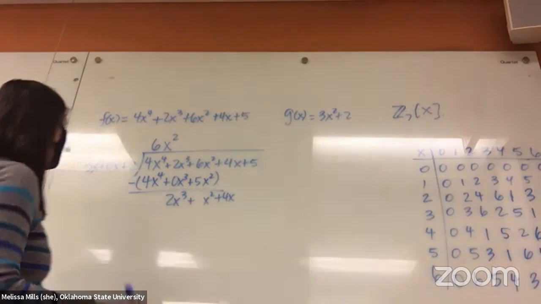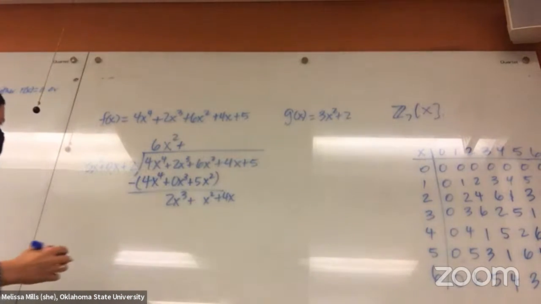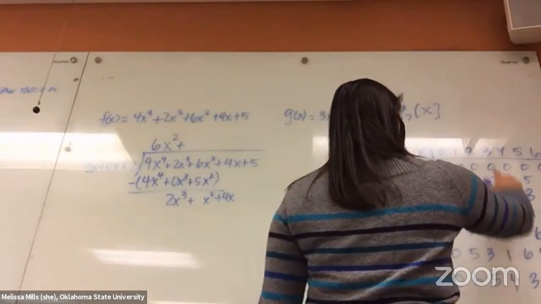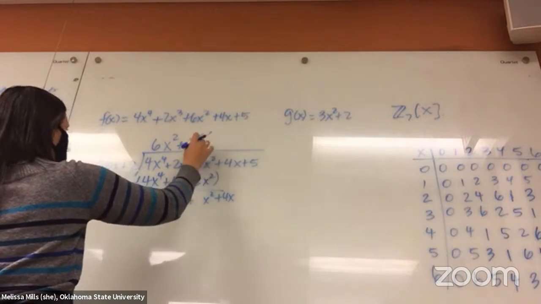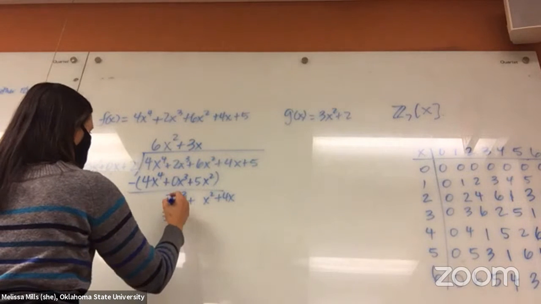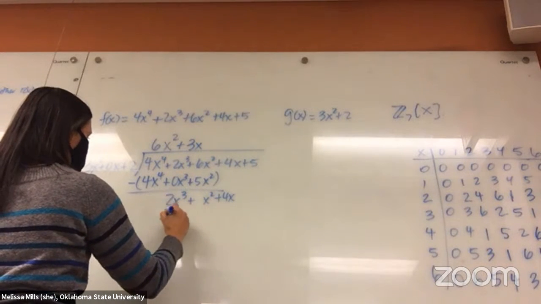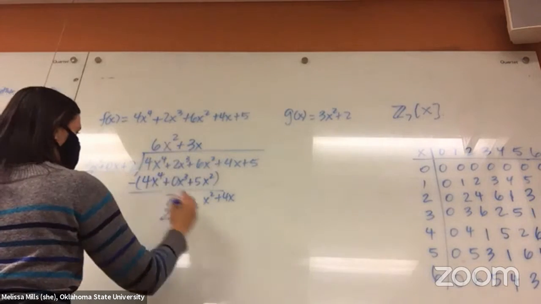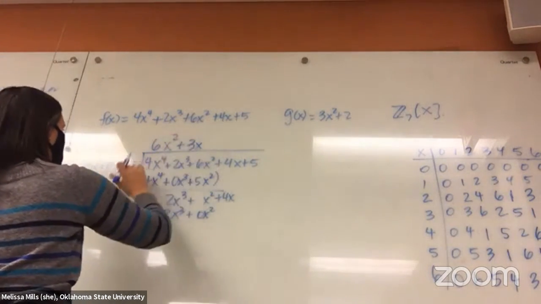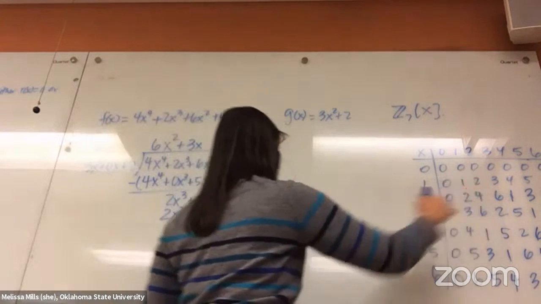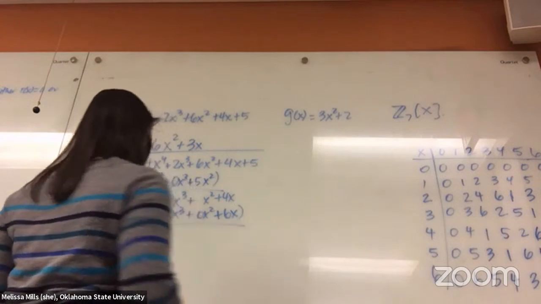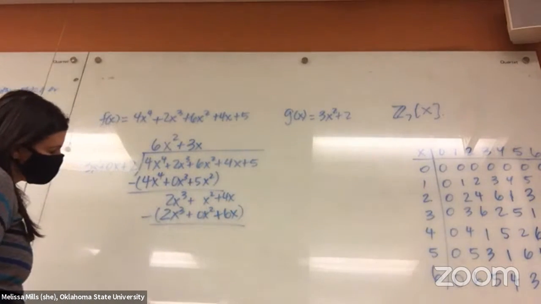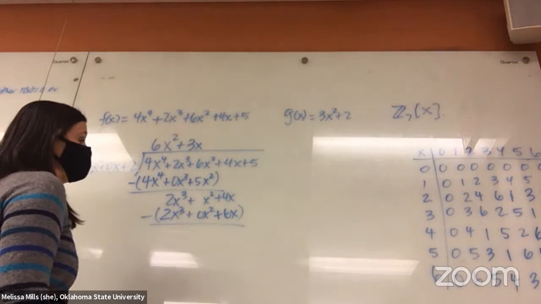Okay, perfect. All right, then what do I need to do? I need to get a 2. 3 times something is 2. So 3 times 3 is 2. Okay, so we'll do a 3x. So 3x times 3x squared. 3 times 0 is 0. 3 times 2 is 6. Okay, then I'm going to subtract that. So 4 minus 6 is -2, which is 5.